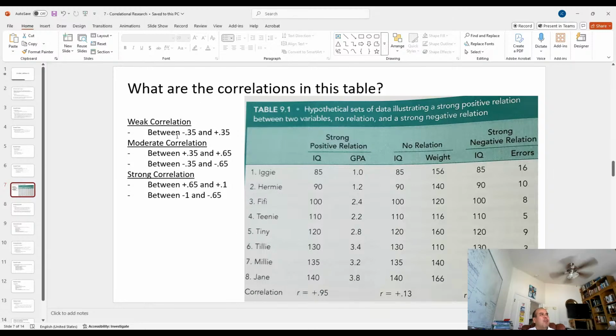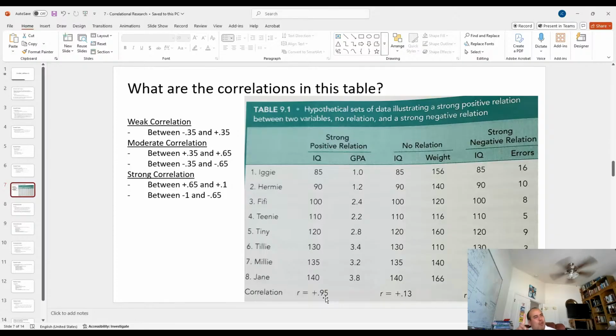If you look at your little legend on the left, a strong correlation is between 0.65 and +1. Right? That's really close to +1, almost a perfect relationship, extremely predictable. The higher the IQ, the higher the GPA, almost without fault. There's going to be a positive, strong correlation.